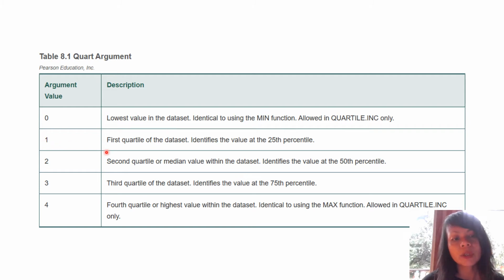Then you have 1, the first quartile of the data set. It identifies the value at the 25th percentile. Then you have the value of 2, the second quartile or median value within the data set, which identifies the value at the 50th percentile. Then you have the number 3, the third quartile of the data set, which identifies the value at the 75th percentile. Then you have number 4, the fourth quartile, the highest value within the data set. So this is identical to using the MAX function, and it's allowed in QUARTILE.INC only.